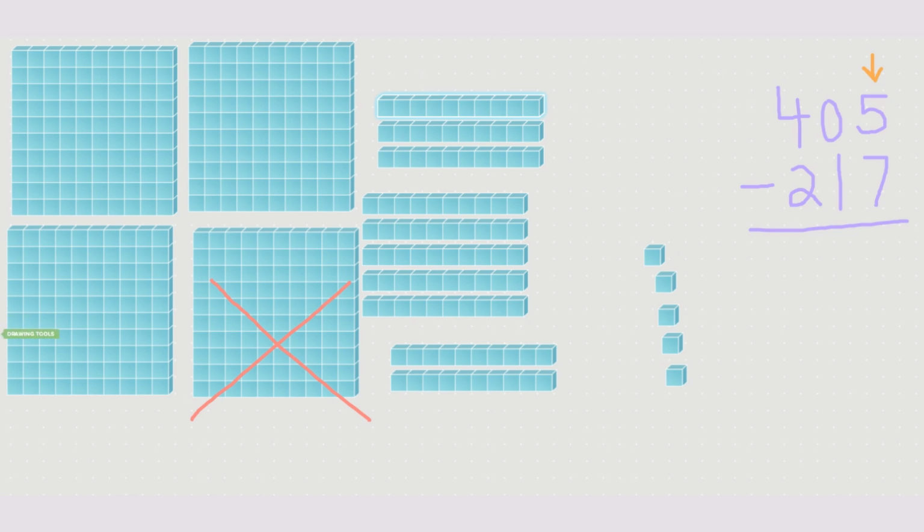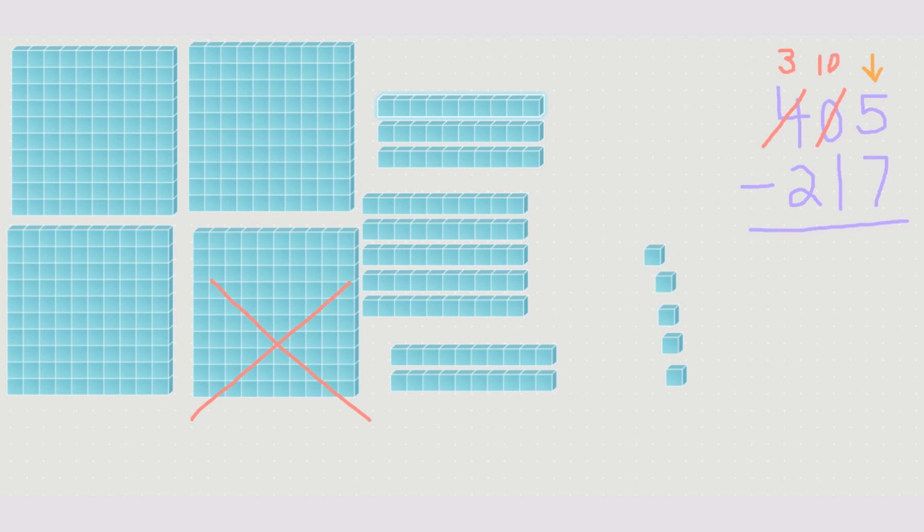Every time you make a trade, you have to show it in your equation. So let's show what we just did. We took out a hundreds flat. Now I only have 1, 2, 3 hundreds flats. So I'm going to change that 4 to a 3. And I had 0 tens, but I got a bunch of them now, so I'm going to cross out my 0. 1, 2, 3, 4, 5, 6, 7, 8, 9, 10. There are 10 tens sticks. So I'm going to change that to a 10.